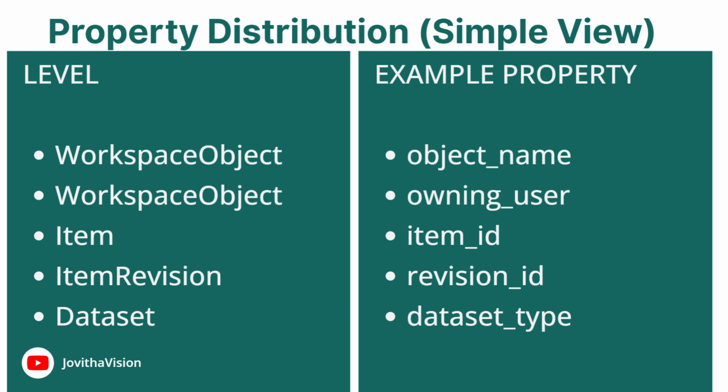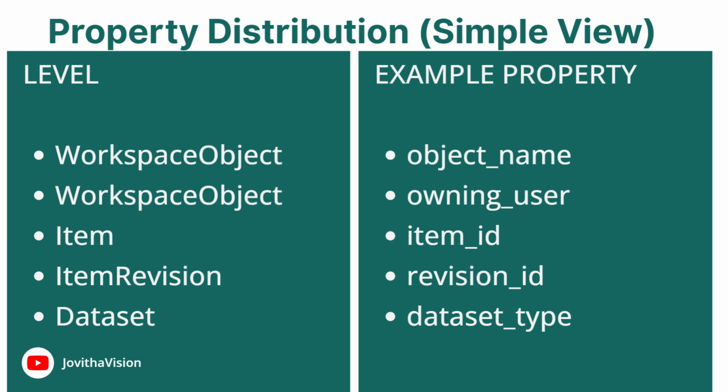For example, the property object name is defined at the workspace object level, so it is stored in the workspace object table. The property item ID is defined at the item level, so it is stored in the item table. The property revision ID belongs to item revision, so it is stored in the item revision table. So now data is separated logically across tables based on hierarchy.